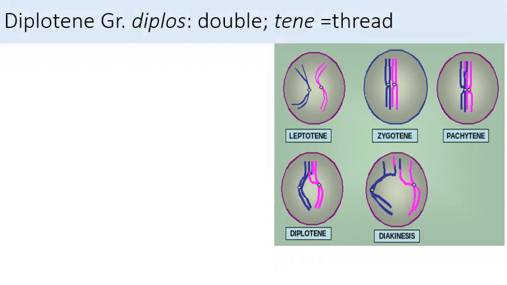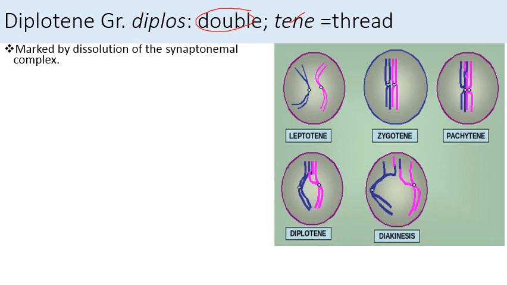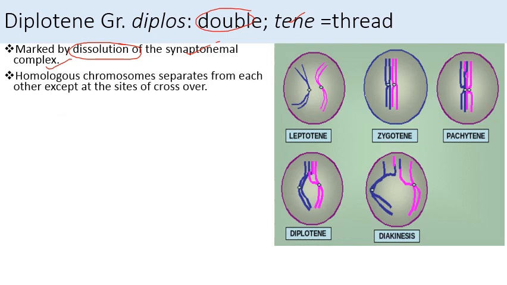Next comes Diplotene stage. Diplos means double, teen means thread, double-threaded stage. It is marked by a dissolution of synaptonemal complex. So here, the breakdown of that ladder-like structure, which is known as synaptonemal complex, starts. Homologous chromosomes separate from each other except at the sites of crossover.